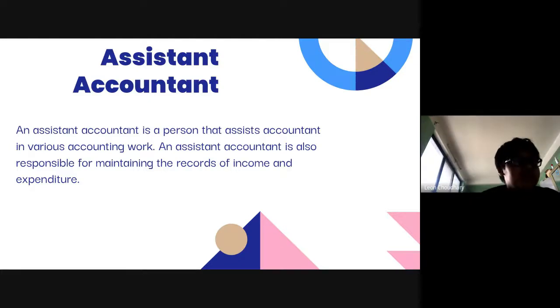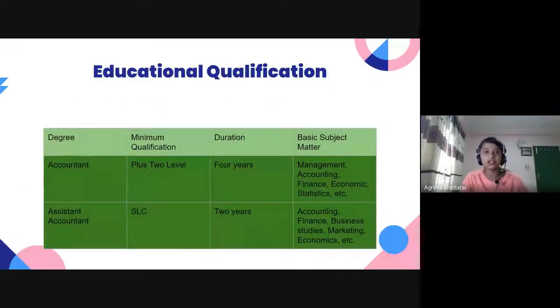An assistant accountant is a person that assists accountant in various accounting work. An assistant accountant is also responsible for maintaining the records of income and expenditure. Educational qualification. For being an accountant, the minimum qualification is +2 level and the duration is 4 years. And the basic subject matter of an accountant is management, accounting, finance, economics, statistics, etc. And for being an assistant accountant, the minimum qualification is SLC pass, and the duration is 2 years, and the basic subject matter is accounting, finance, business studies, marketing, economics, etc.